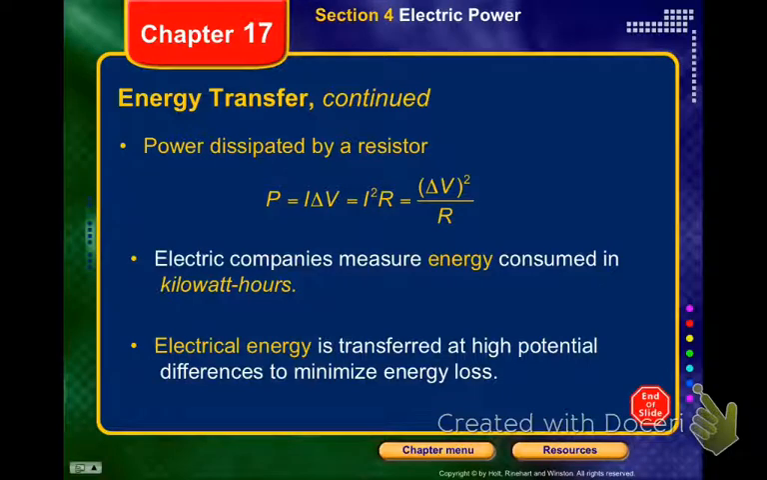So we change up our power equation a little bit. They gave us power is equal to current times potential difference. That's also equal to I squared R, which is also equal to delta V squared divided by R. Electric companies measure energy consumed in kilowatt hours. Notice it's kilowatt here, but kilowatt hours. And electrical energy is transferred at high potential differences to minimize energy loss. So they transfer this energy at a high potential difference, that's your delta V, to minimize energy losses.